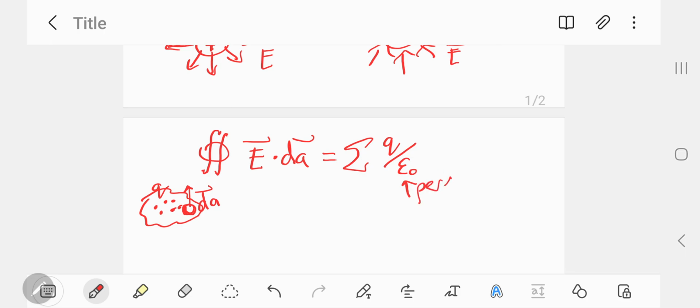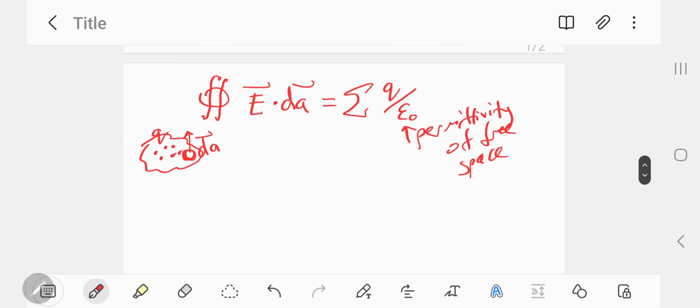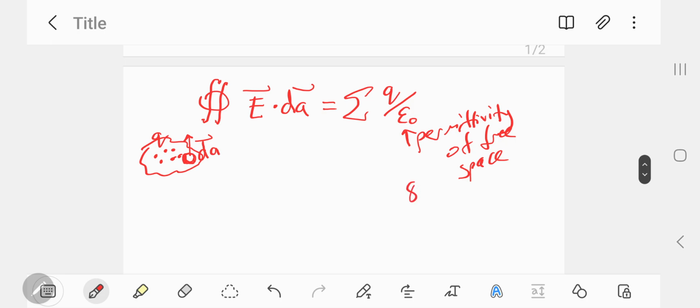where this symbol here, epsilon naught, is called the permittivity of free space, just a number, basically. That tells you how easily an electric field can pass through vacuum. It's a very small number. 8.85 times 10 to the minus 12. No, I'm going to leave the units out because it's just a number. It's on your HSC data sheet. You don't need to memorize it.